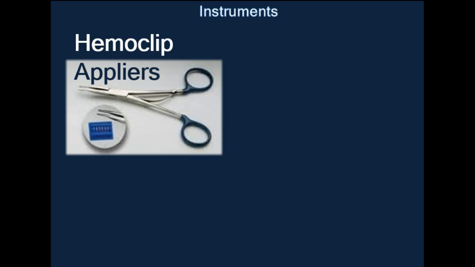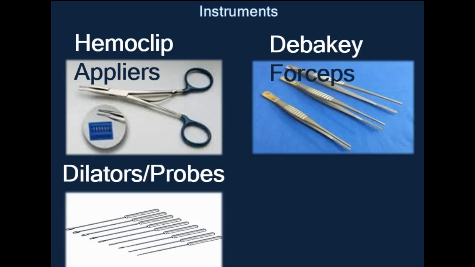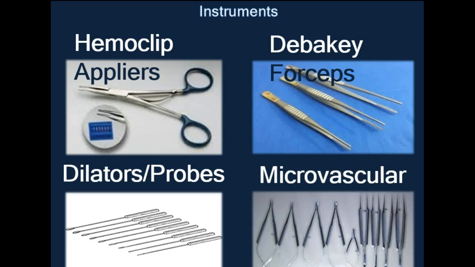DeBakey forceps are atraumatic and designed to hold soft tissue while minimizing trauma. Small, blunt dilators and probes may be used to open and enlarge the lumen of vessels. Very small vessels require the use of microvascular instruments and loops or a microscope for magnification.